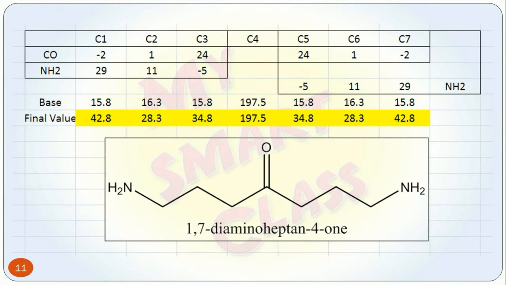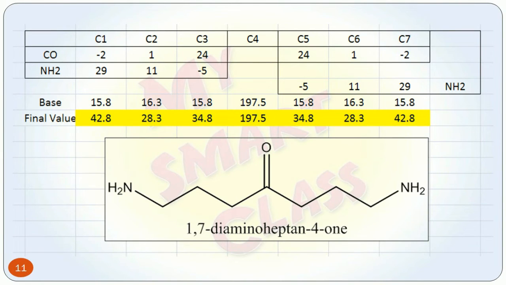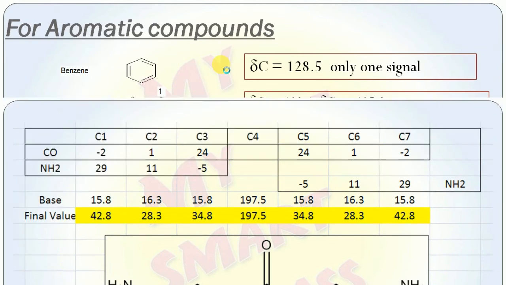So this is for the substituted hydrocarbon. Here are more examples, just see and try to solve by yourself. This is a practice for you. See here again two groups, we have to divide into two parts. Carbons 1, 2, 3, these three carbons are affected by CO as well as this NH2. And here carbon numbers 5, 6, 7 are affected by CO as well as NH2. These are affected by this NH2, and CO has the common effect on both. So try to solve by yourself.